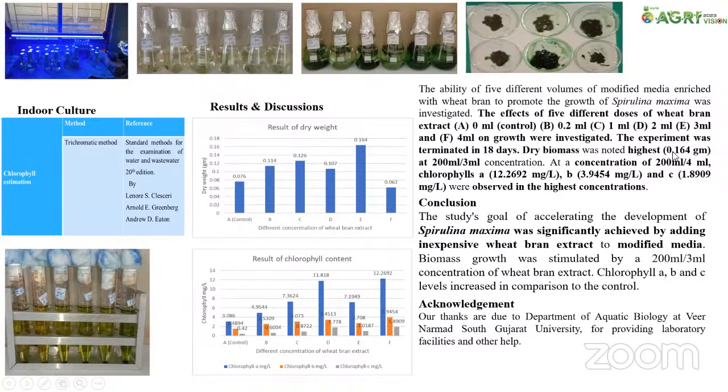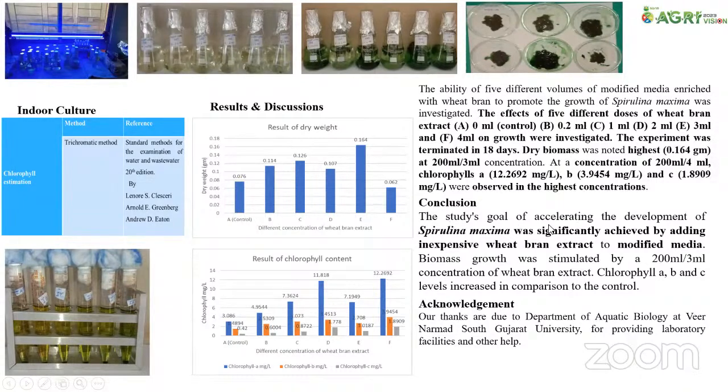Dry biomass was noted highest, 0.164 gram, at 200 ml per 3 ml concentration. At the concentration of 200 ml per 4 ml, chlorophyll A 12.2692 milligram per liter, chlorophyll B 3.9454 milligram per liter, and chlorophyll C 1.8909 milligram per liter were observed, the highest concentrations. See the dry weight and chlorophyll A, B, C, which are highest compared to control. For chlorophyll estimation, we used the dichromatic method.